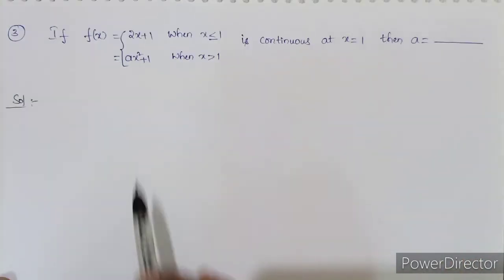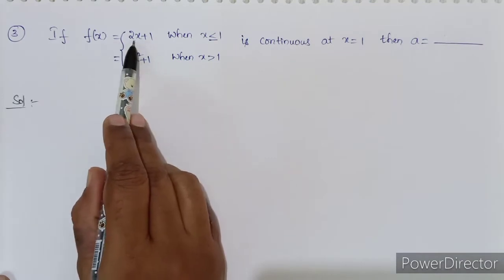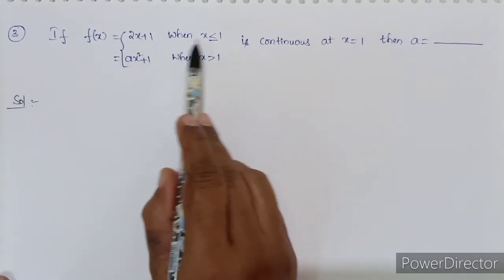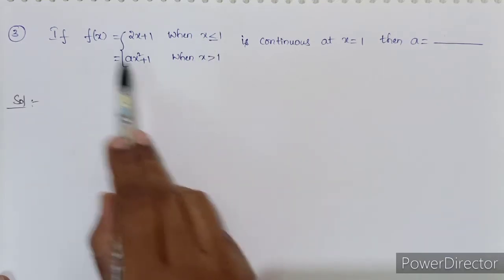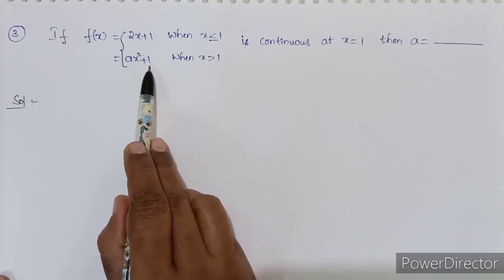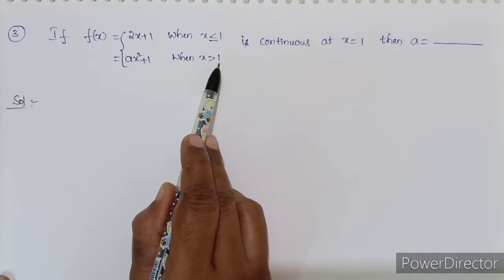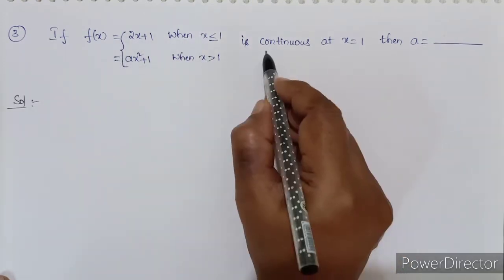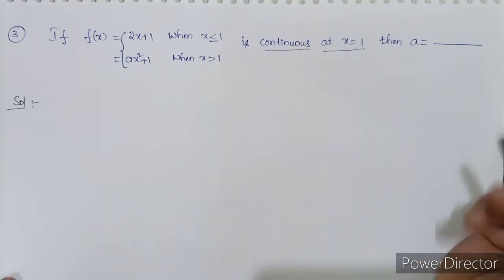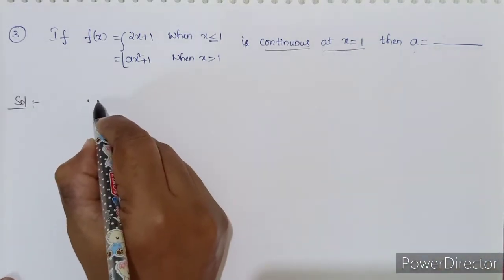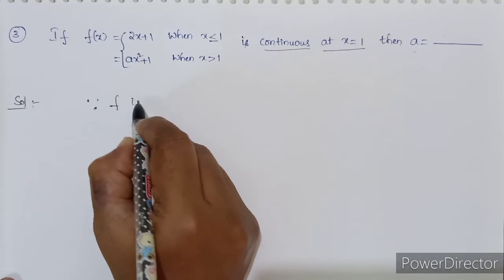Third problem is, if f of x is equal to 2x plus 1 when x is less than or equal to 1 and f of x is equal to ax square plus 1 when x is greater than 1. Given this function is continuous at x is equal to 1. We have to find out the value of a. In this problem also it is given f is continuous.